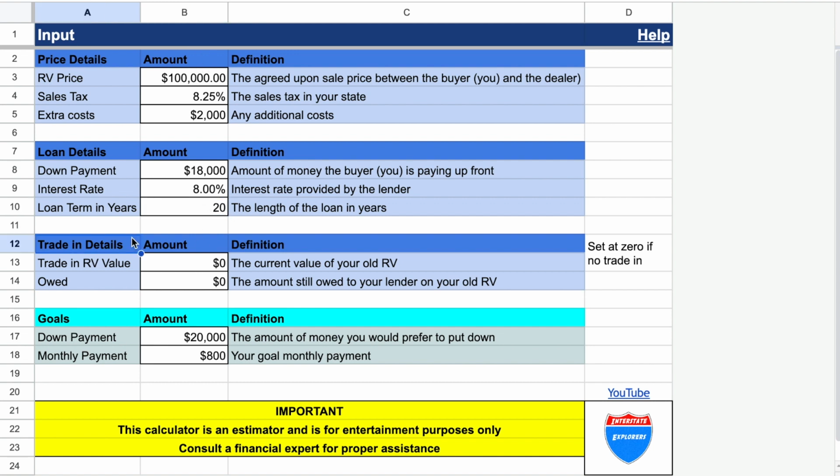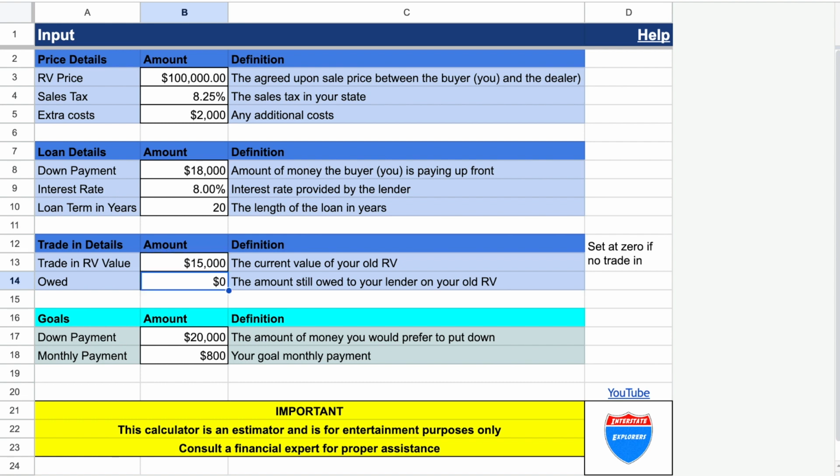Okay, and the next thing that we're going to talk about are trade-in details. Typically, if you have an old RV, you can wrap the sale of that into the loan of your new RV. So we're going to assume that we have that. The old RV that we have is going to be worth $15,000.